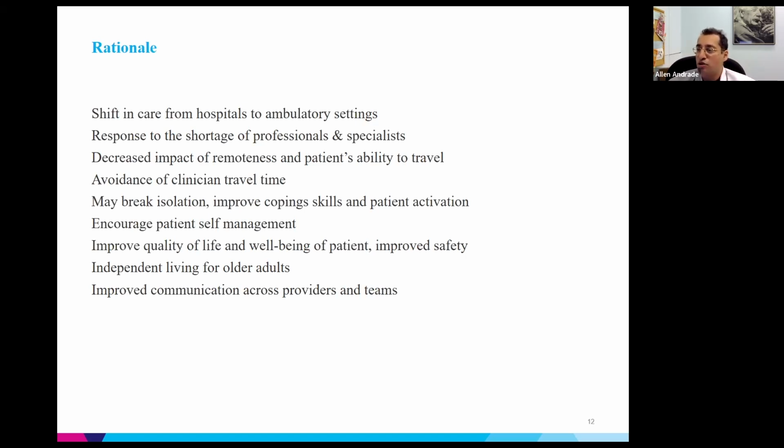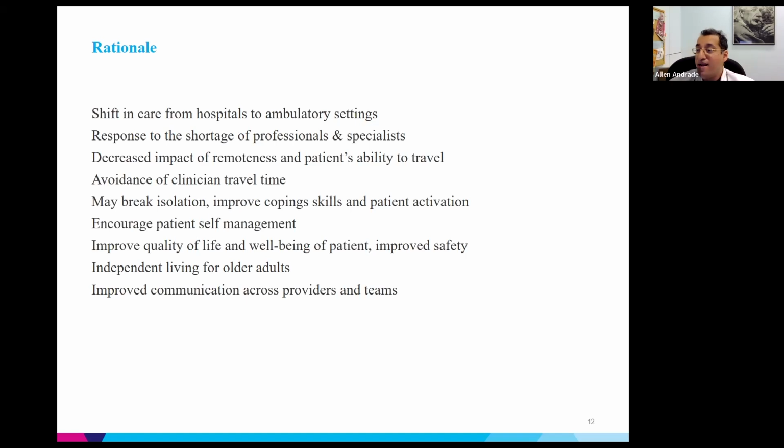And it's all in response to a shortage of professionals and specialists. There's also a decreased impact of remoteness and patients' ability to travel, especially as they get older. Patients and families can be more connected and can interact with their providers through these smart devices. There's also time saving, where clinicians can interact with more patients in different geographic locations.